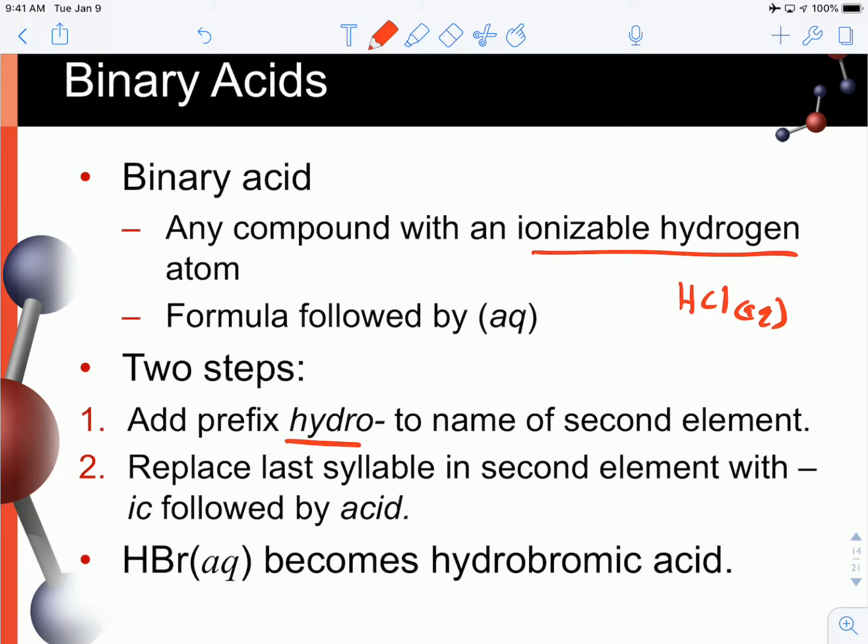hydro, and then replace the last syllable in the second element with -ic followed by acid, becomes hydrobromic acid. Okay? And the aqueous tells you that we're talking about the acid as opposed to just hydrogen bromide. If the aqueous is not there, it's not an acid, it's just the hydrogen bromide.